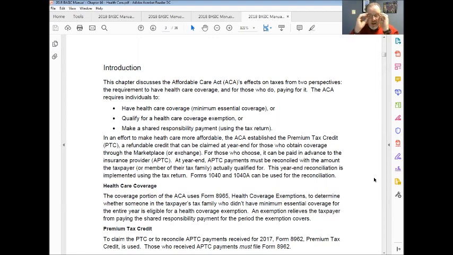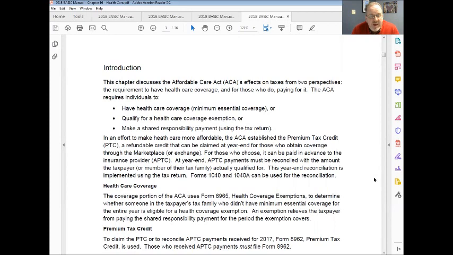I guess they try to be politically correct, saying that you have to make a shared responsibility payment, then they call it a penalty. And the Supreme Court basically called it a tax. Whatever you want to call it, that amount that you pay for not having insurance, how is that calculated? Okay.